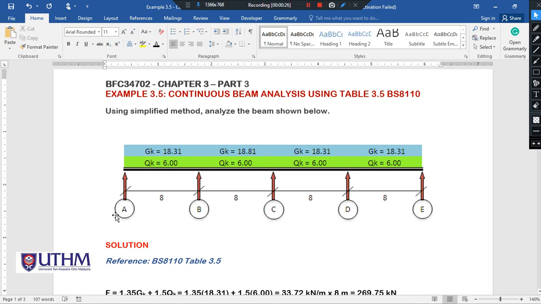And this beam is the continuous beam, 4-span beam having 8 meter length at each span. And this continuous beam is subjected to the GK 18.31 kN per meter and QK is 6 kN per meter.